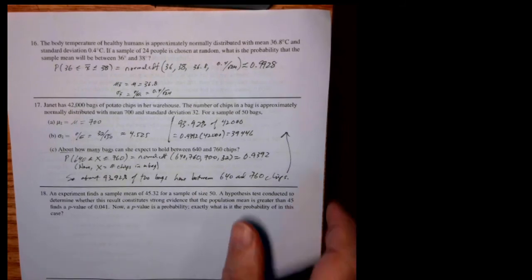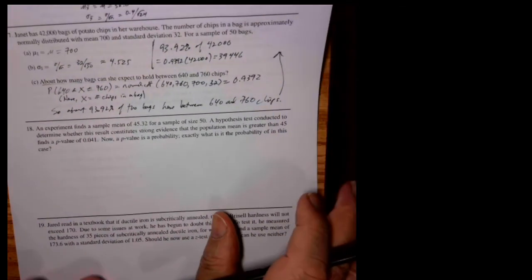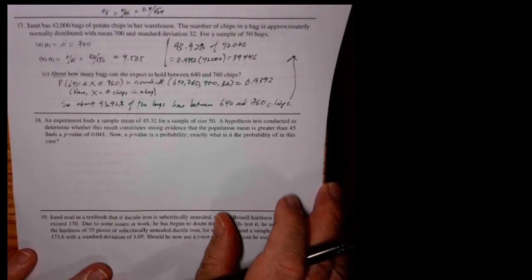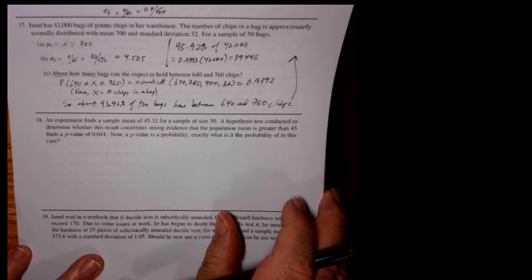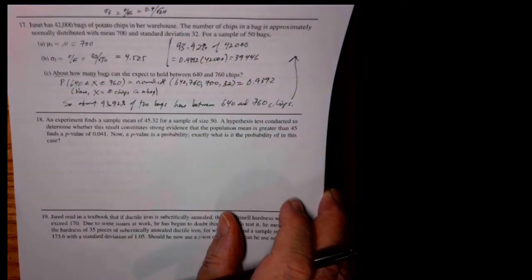All right, problem 18. An experiment finds a sample mean of 45.32 for a sample of size 50. A hypothesis test is conducted to determine whether this result constitutes strong evidence that the population mean is greater than 45, and that test finds a p-value of 0.041. Now, a p-value is a probability. Exactly what is this p-value the probability of?